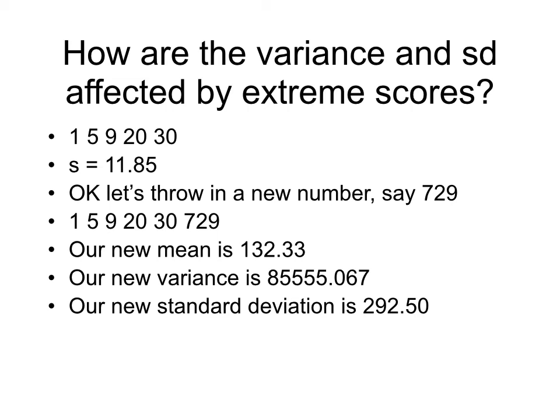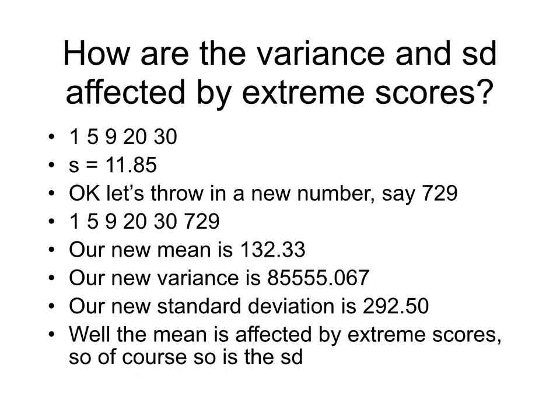Seems to me that the mean and variance are obviously affected by extreme scores. The mean's affected by it because in the calculation of the mean, it's the sum of the x's divided by the number of observations. And the mean is actually in this formula. If the mean is in the formula, it's going to also affect this thing.